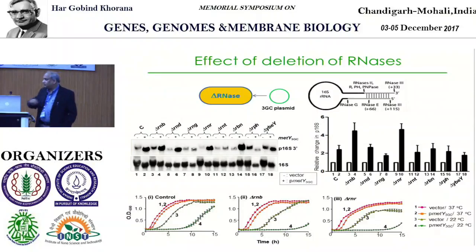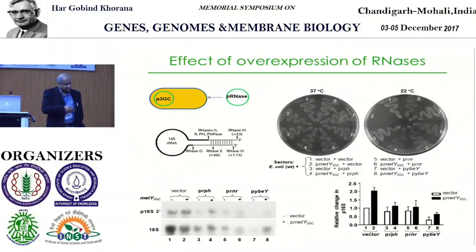He can do a complementary experiment, and that is he can now overproduce RNases in this system where the 3GC plasmid is already there. You can see here again, when he brings it to 22 degrees, here is the control where he has the 3GC plasmid and the vector. One doesn't see much growth. But when he brings in RNase PH, the growth starts to happen. So for all of these RNases that we were talking about, RNase R, one can start seeing the growth. So again, there is a connection between 3GC and RNase R.